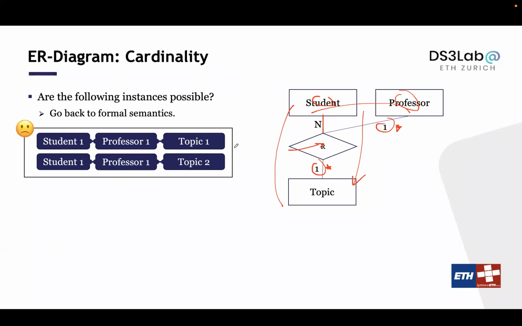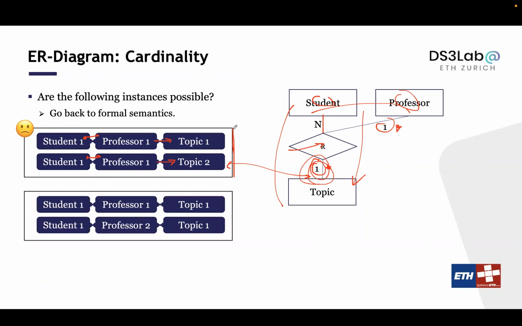In this case, actually no. Why? Because this breaks the cardinality constraint. You have student 1, professor 1, and student 1, professor 1 being associated with different topics. That's not possible because I have this 1 here, which says that you cannot have the same professor and student pair being associated with different topics. So I'm not allowing this database instance in this application.